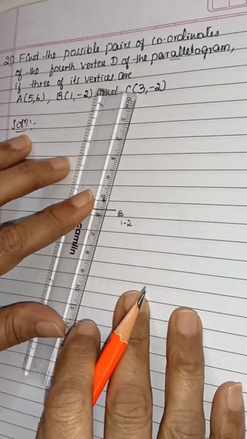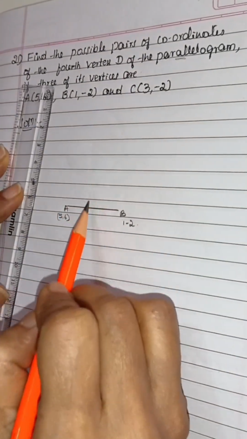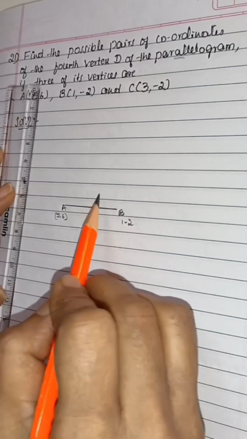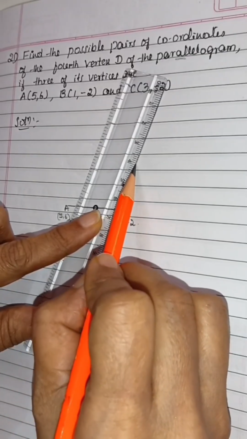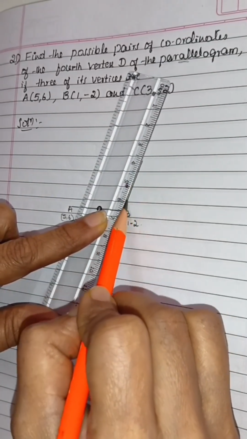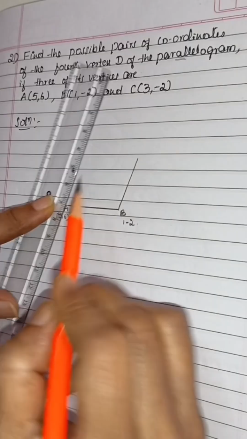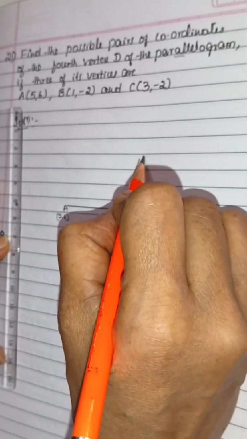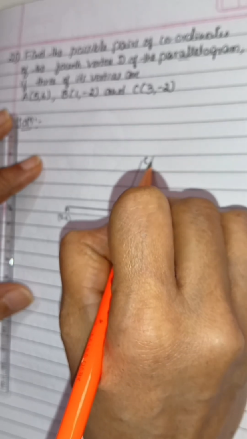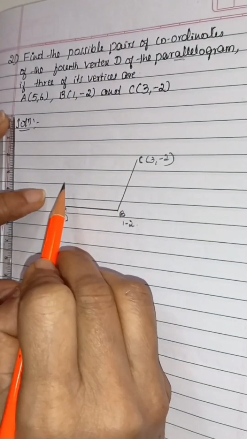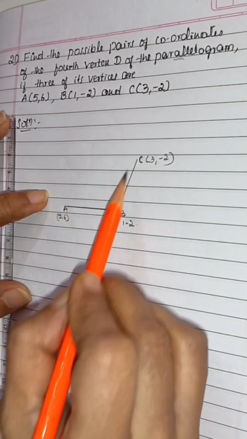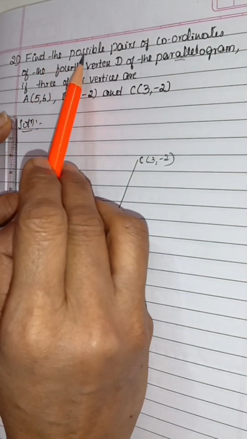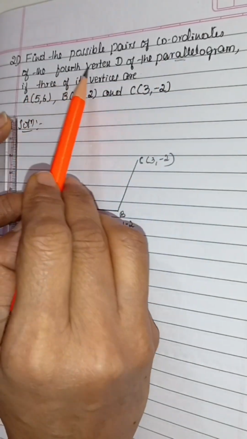A parallelogram is a quadrilateral whose opposite sides are equal. And C, it should come like this, in this way. So this is C, and C is given: 3 and -2. Only three vertices are given; the fourth vertex is not given. That is D, for A, B, C, D. Now the question is, find the possible pairs of coordinates of the fourth vertex D.